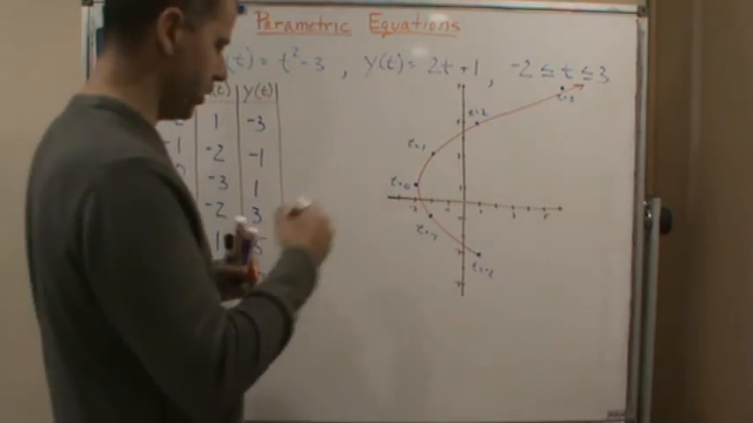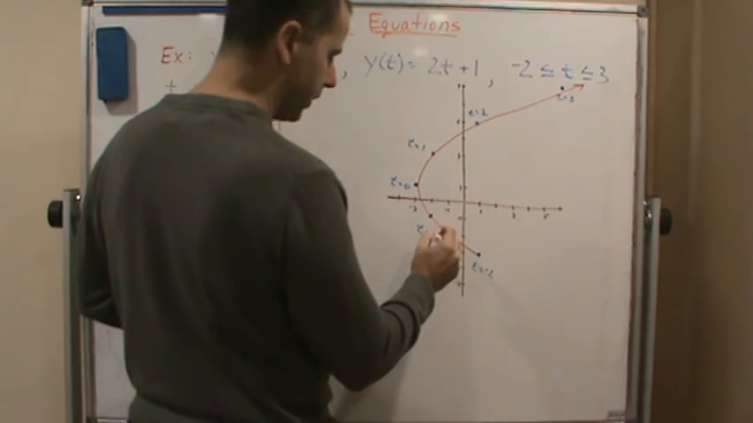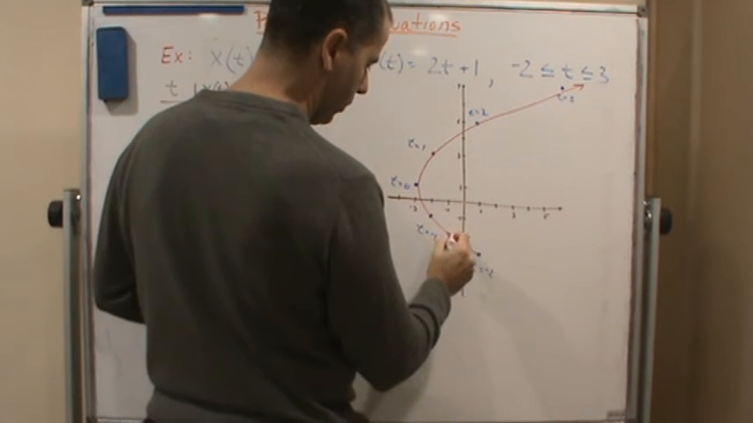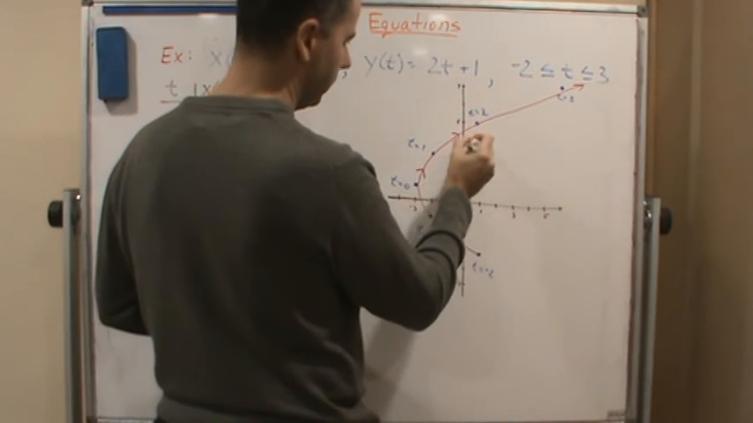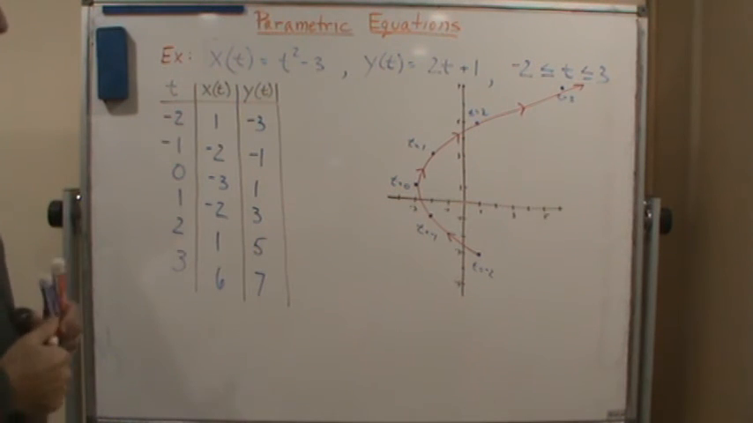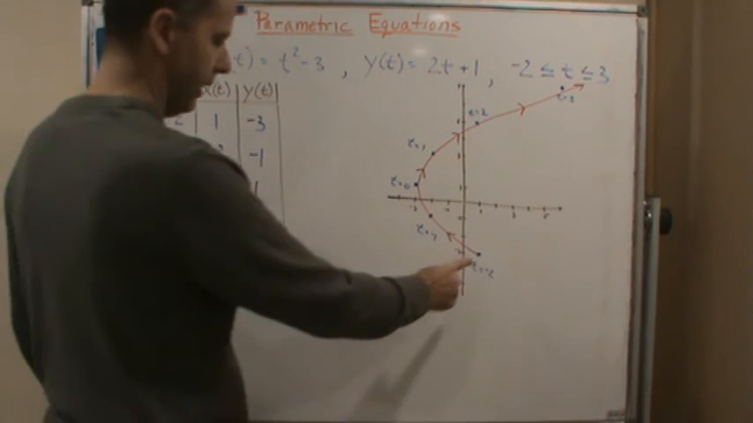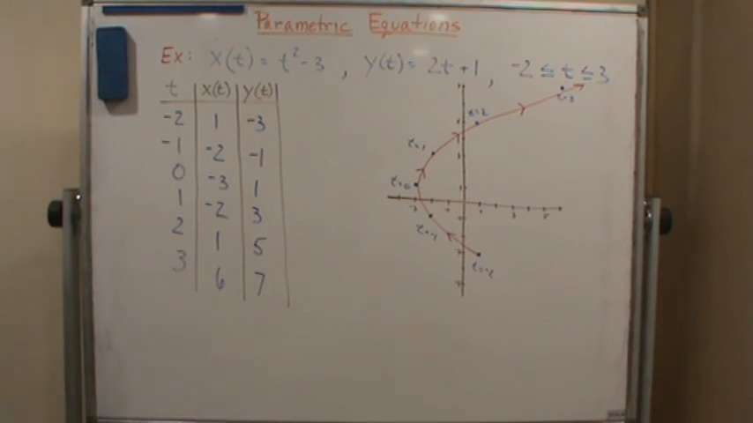Okay, and of course, don't forget about the orientation. We put our directional signs so that we know how this point is moving with respect to t. Okay, and so now we see what the orientation of this graph looks like. And we see that it has a curve that goes like this. So it sort of looks like a sideways parabola.